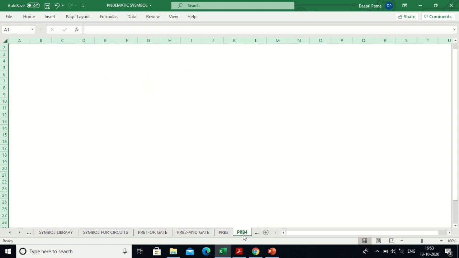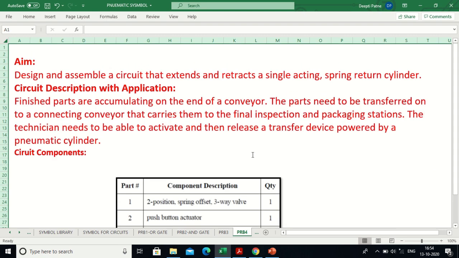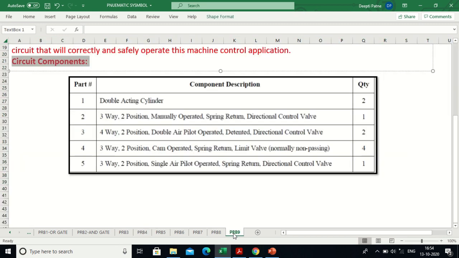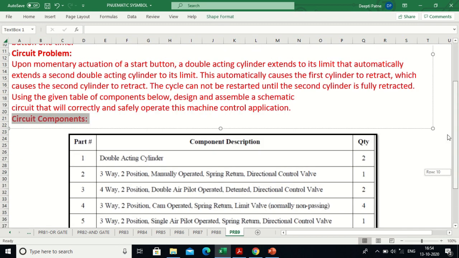Then there are certain applications which I have given to you for practice purposes, that is, design and assemble a circuit that extends and retracts the single acting cylinder. Very helpful information is given, and circuit components are also given which will help you to develop the circuit. You just need to click on the arrow shown below, and you will find more. In total, 9 experiments are there and I want you all to attempt all these 9 experiments.